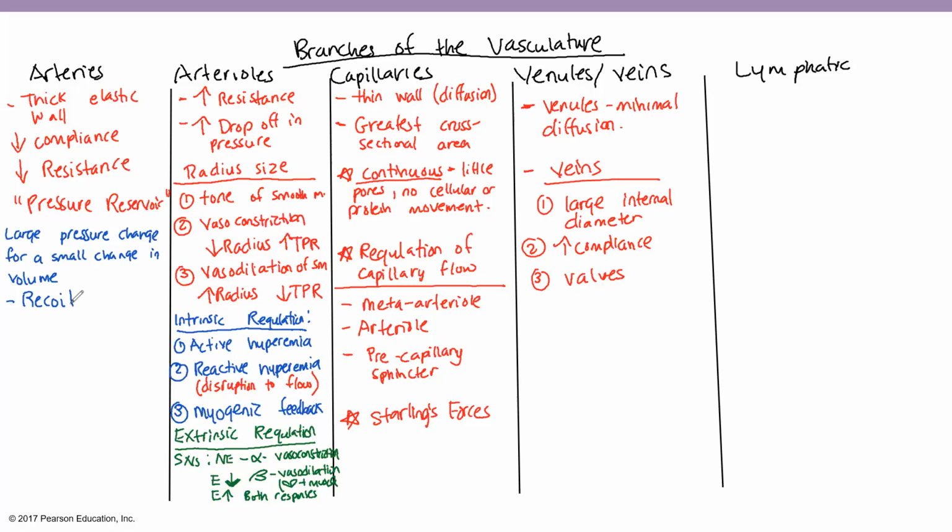They have little elasticity or little recoil, and they have a lot of compliance. They can accommodate larger volumes, and so we describe them as being a volume reservoir. Okay, and so this simply means that veins have a small pressure change for large changes in volume.